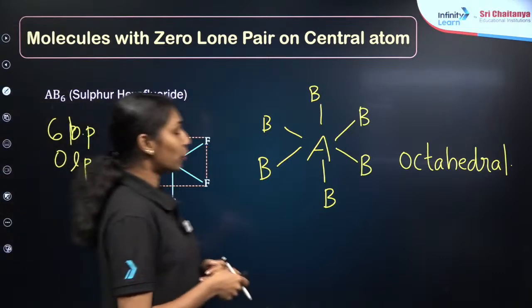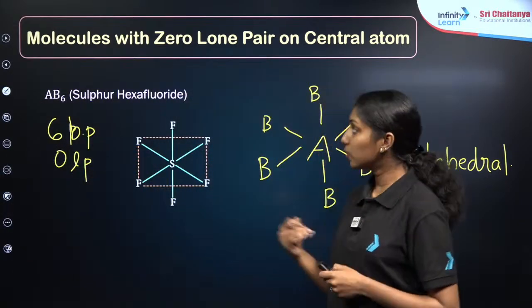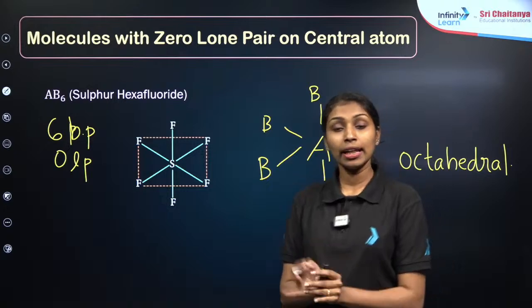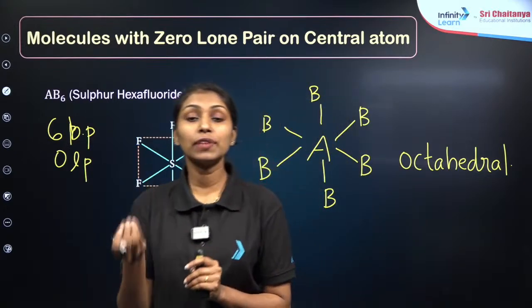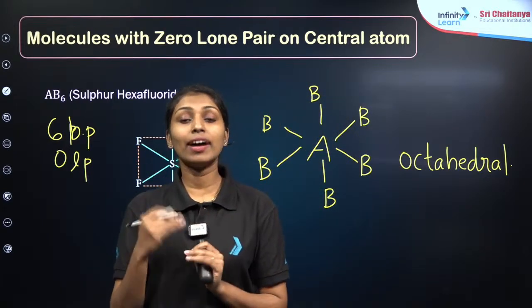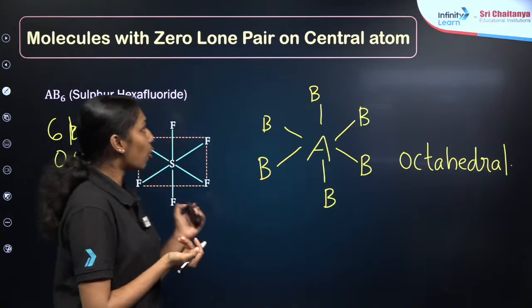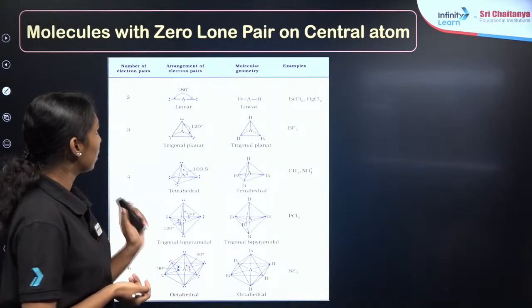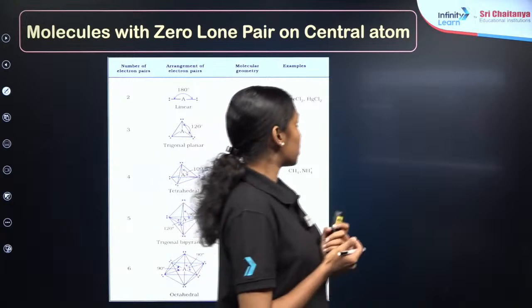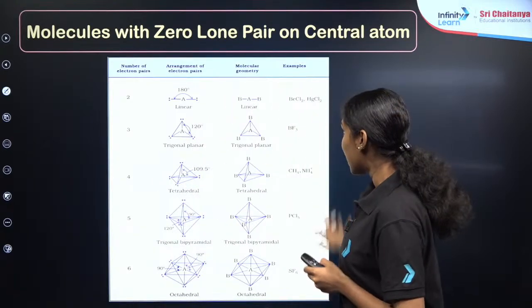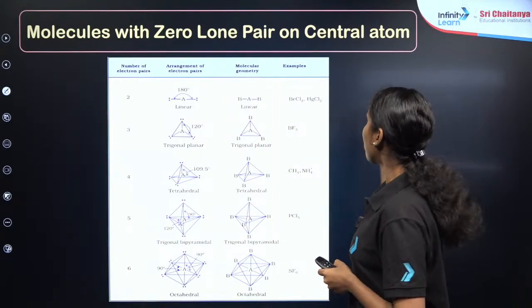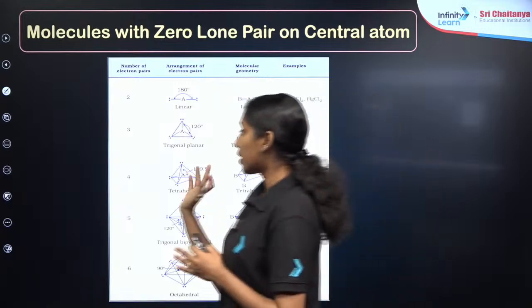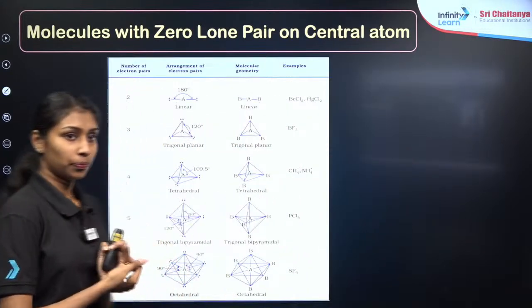So far we discussed the shape of the molecules with 0 lone pair. Now the next condition is, if there is any lone pair on the central metal atom, what will happen to the shape? If you are considering lone pair, geometry also arises. And this is a brief idea about the molecules with zero lone pair on the central atom. It is already present in your NCERT textbook.